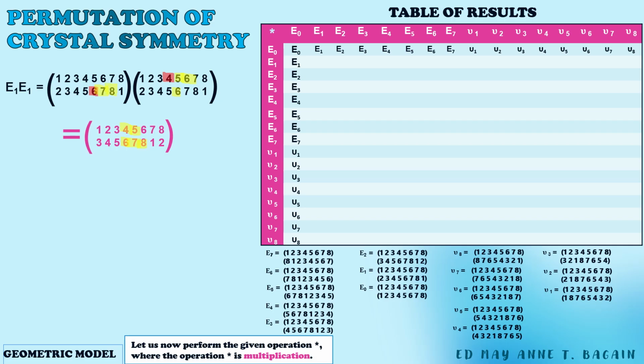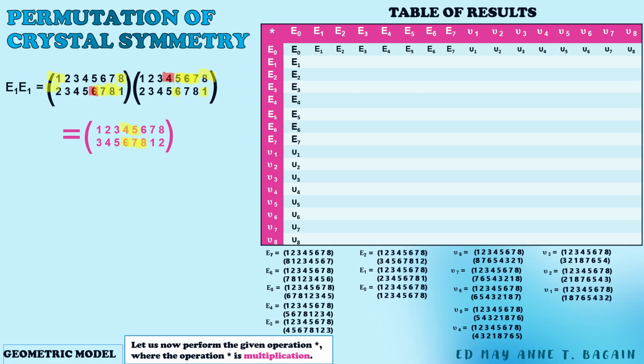And then 7, what would be the new 7? We'll be looking at the 8, and the new 7 for 8 here is 1. And that's it. We will be looking at the 8 here. It's 1. So 1 here is 2. That is why the new 8 is 2.